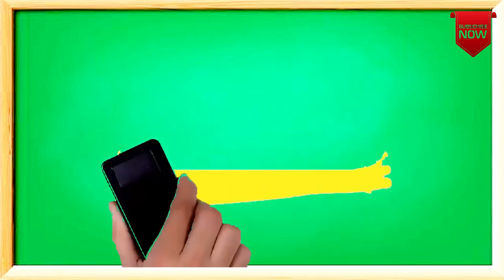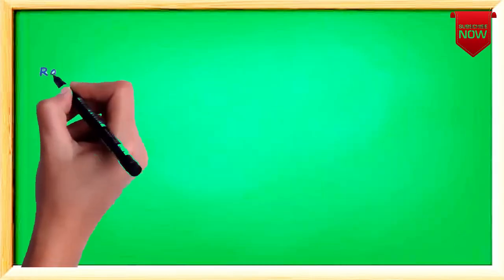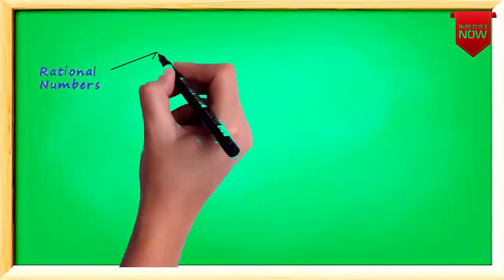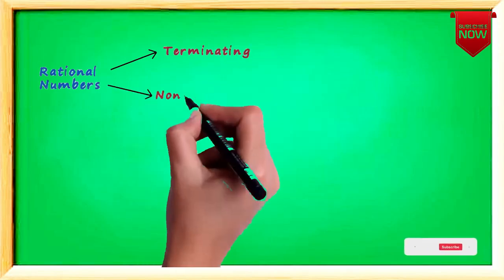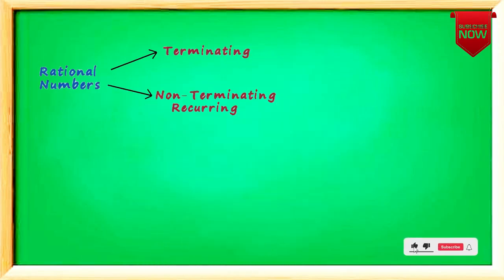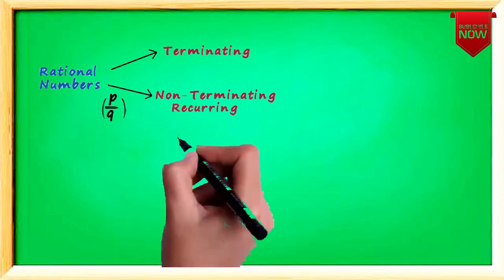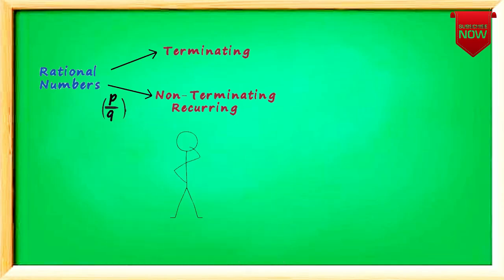This is one of the most interesting videos based on classification of rational numbers. We know that they are either terminating decimals or non-terminating recurring decimal numbers. We also know that they can be expressed as p divided by q, where q is not equal to 0. But just by looking at a fraction, can you tell if it's terminating or non-terminating recurring?